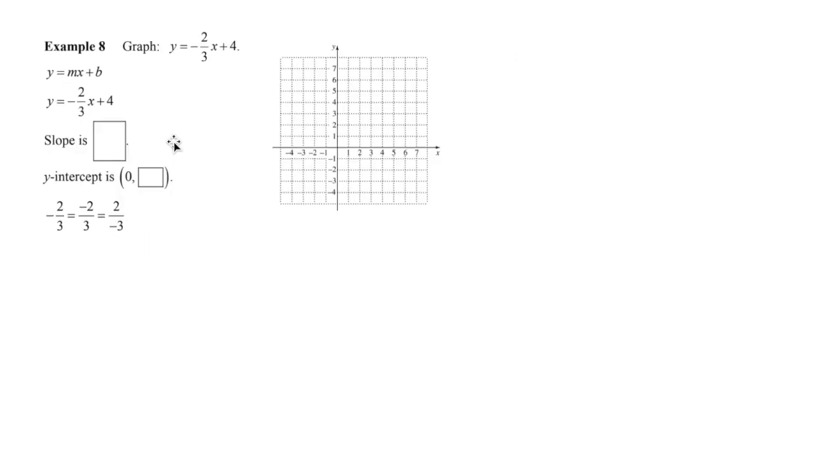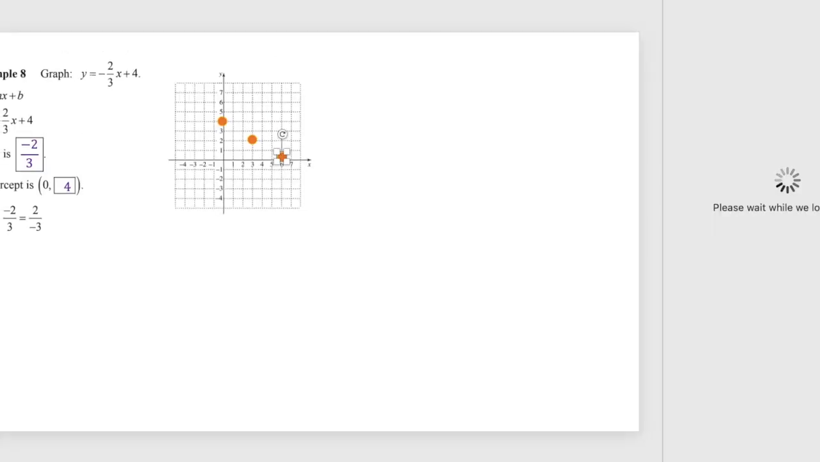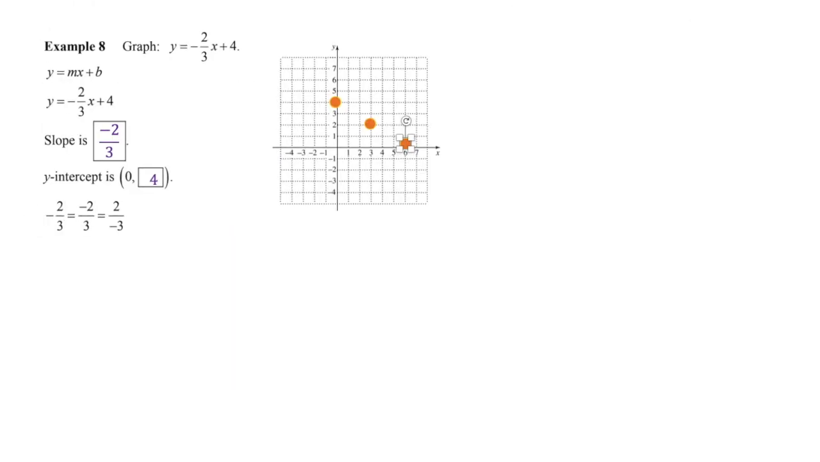Let's graph y equals negative 2/3 x plus 4. This is already written in y equals mx plus b, so slope-intercept form. I know that my slope is negative 2/3 and that my y-intercept is going to be 0, 4. Let's plot some points. I know my y-intercept is 0, 4, and I can find my next point by starting at my y-intercept, falling 2 units and running 3 units. And I can find another one, fall 2, run 3. The last thing I need to do is draw a straight line connecting all of my points together.